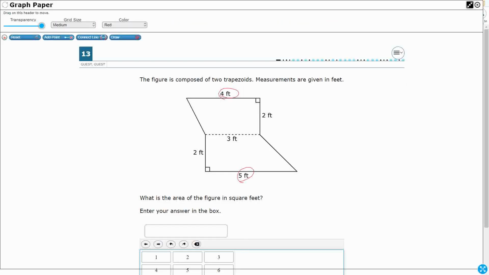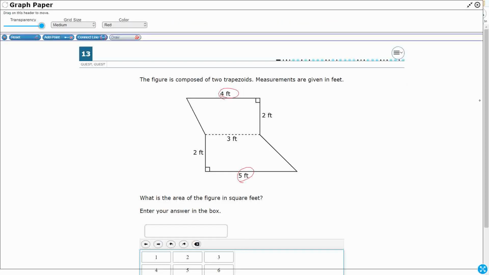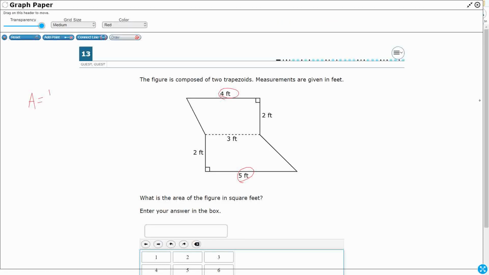So let's copy that down. So we've got A equals 1/2 base 1 plus base 2 times your height. So let's do this first one up here first. So we've got a base 1 of, let's call that 4. We got a base 2 of this 3.